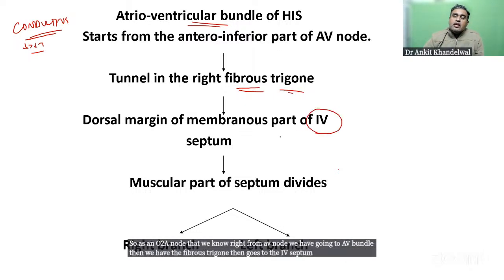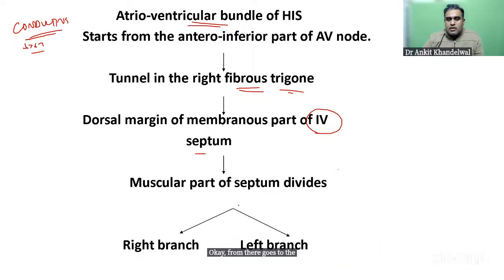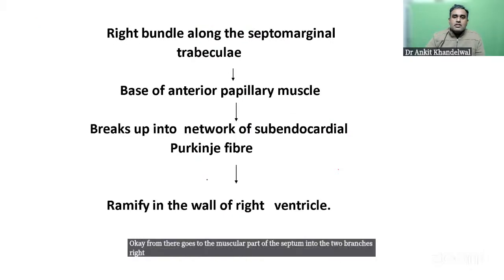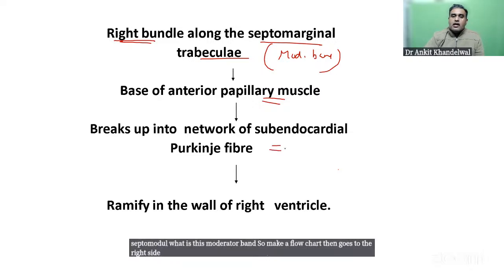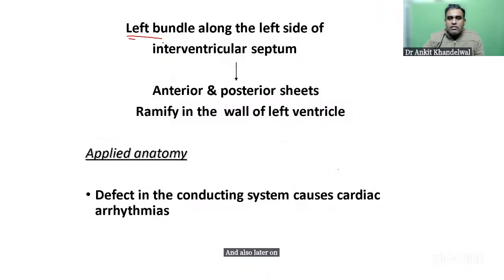Now it's going from atria to ventricle. Okay, from there it goes to the muscular part of the septum into the two branches, right and left branches. And from there, on the right side, it goes into the septomarginal trabecula. What is this? Moderator band. So make a flow chart. Then it goes to the right side over here, and also later on goes to the left side, the left bundle branch, supplying the left ventricle.